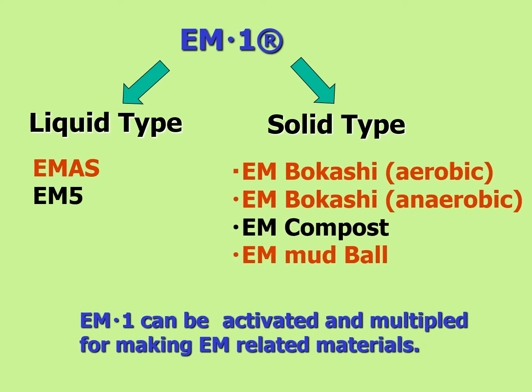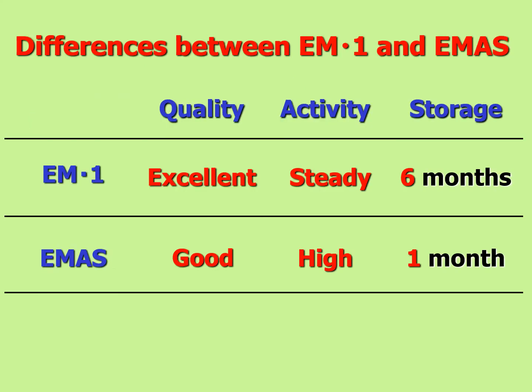Solid type: EM Bokashi aerobic, EM Bokashi anaerobic, EM compost, EM mothball. EM1 can be activated and multiplied for making EM-related materials. Differences between EM1 and EMAS, which is EM activated solution. EM1 quality is excellent, activity is steady, storage 6 months. EMAS, EM activated solution: quality is good, activity is high, storage 1 month.